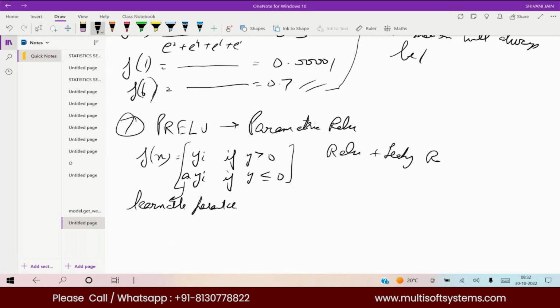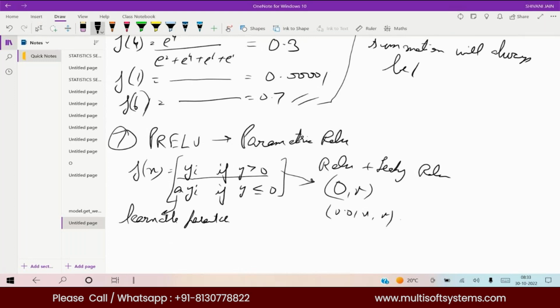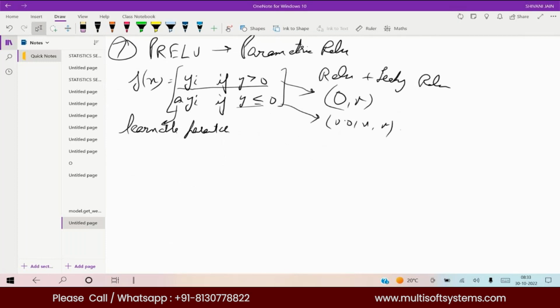So what was my ReLU? ReLU was the maximum of 0 comma x. And leaky ReLU was the maximum of 0.01x comma x. Now if you see here, if my value is greater than 0, in that case it is my ReLU function. If it is less than or equal to 0, in that case it will become, oh sorry, leaky ReLU. So it's a combination of ReLU and leaky ReLU.